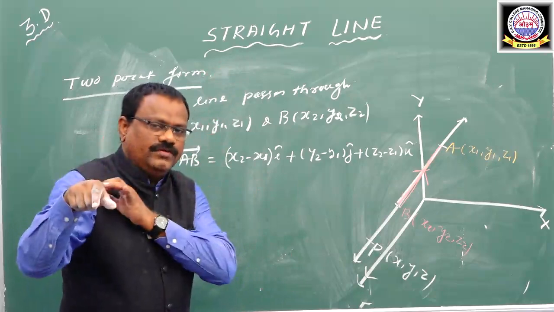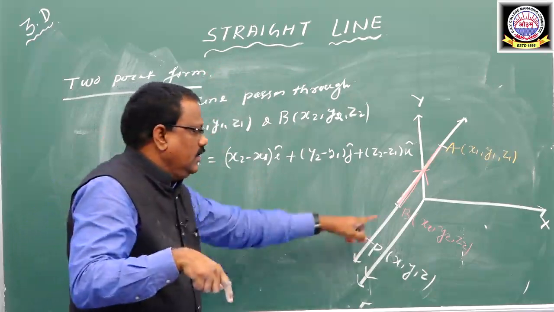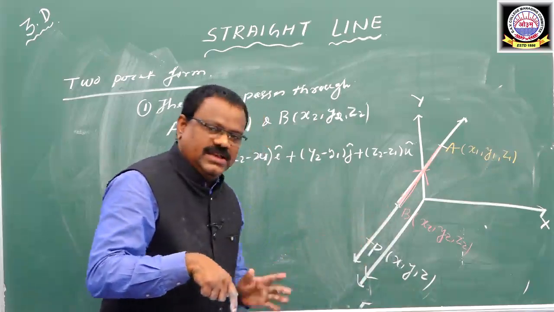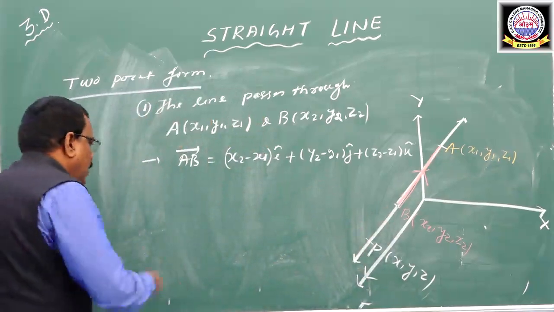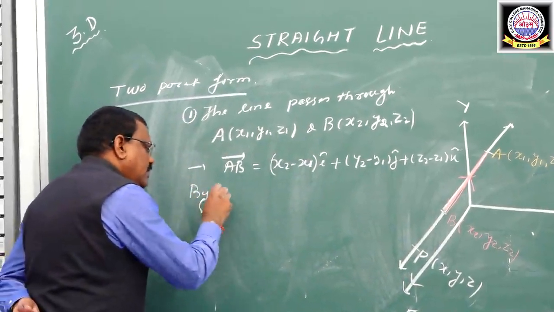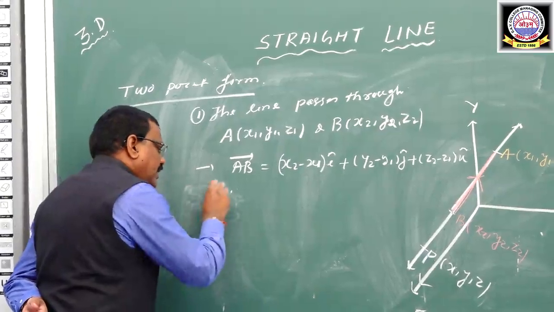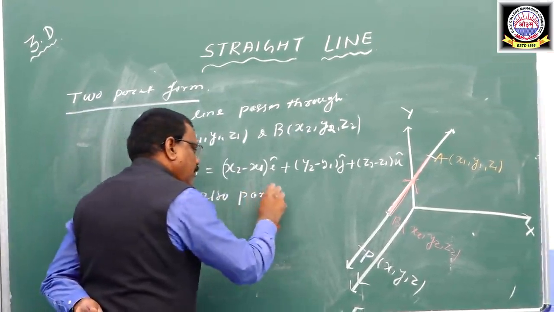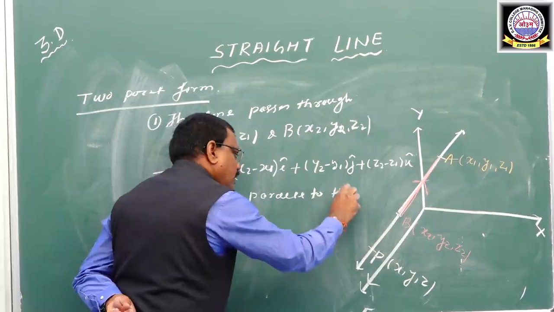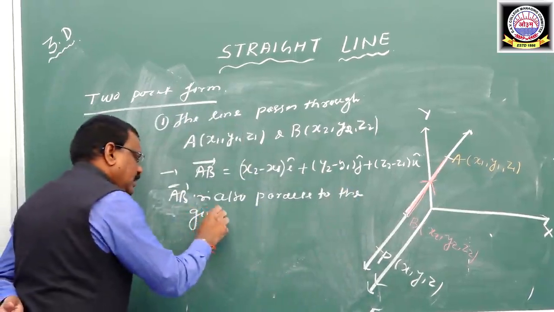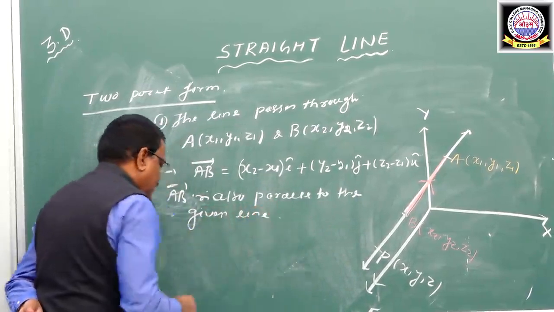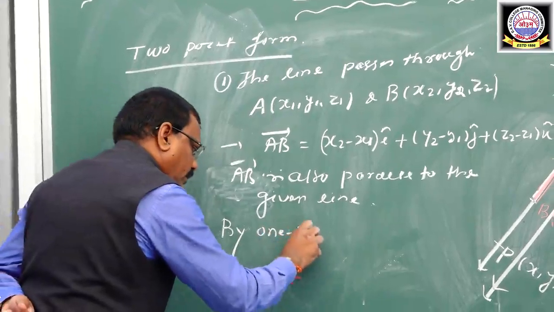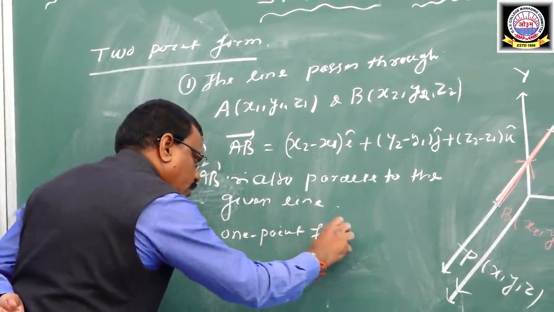Now it is converted to the 1 point form. What is the 1 point form? Out of these 2 points, we can use 1 point, and the locus point is there. So now I can write here that AB vector is also parallel to the given line. So by the 1 point form, we can write the equation.